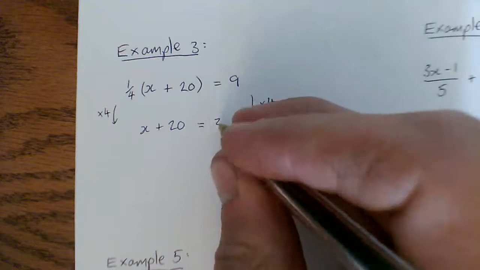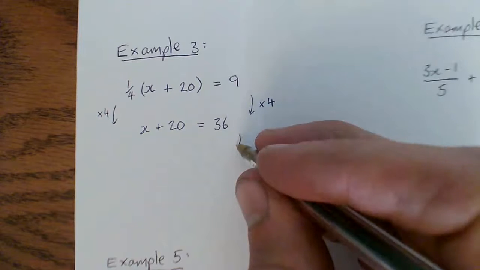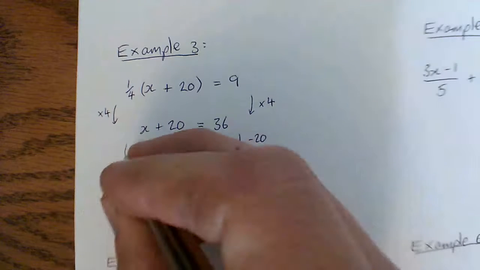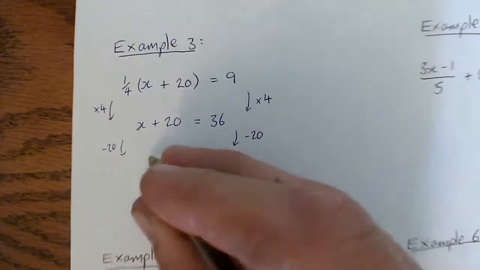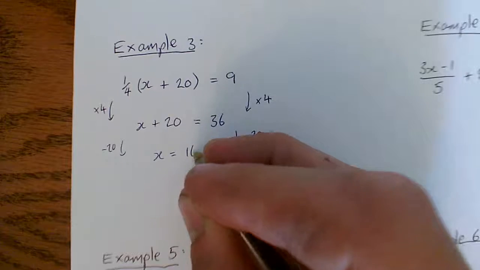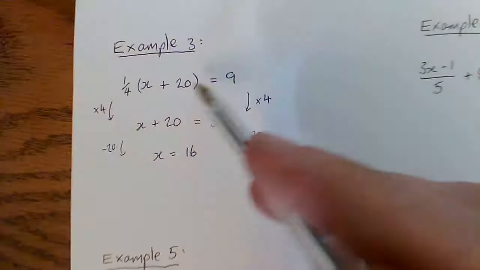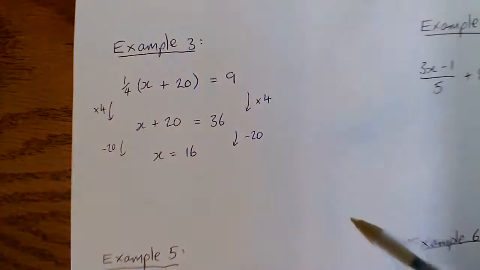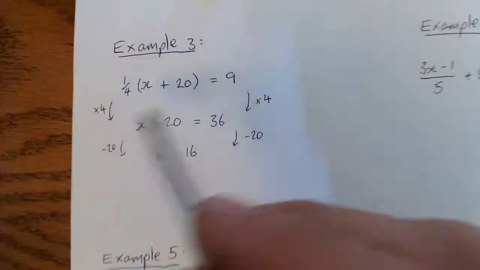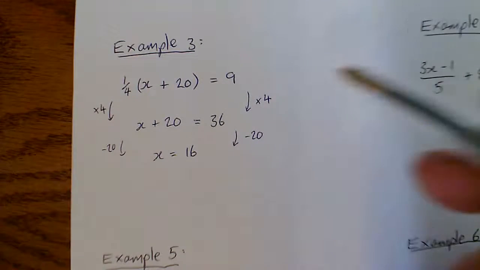9 times 4 is 36. Now we can take 20 off both sides, and so x equals 16. So that's a bit of a shortcut compared to adding in lots of expanding steps that we don't need. So watch out for that one. Nice quick way to do it.